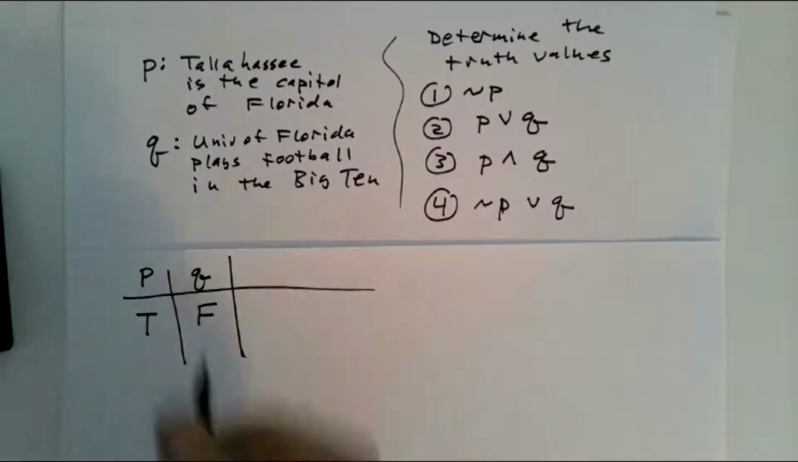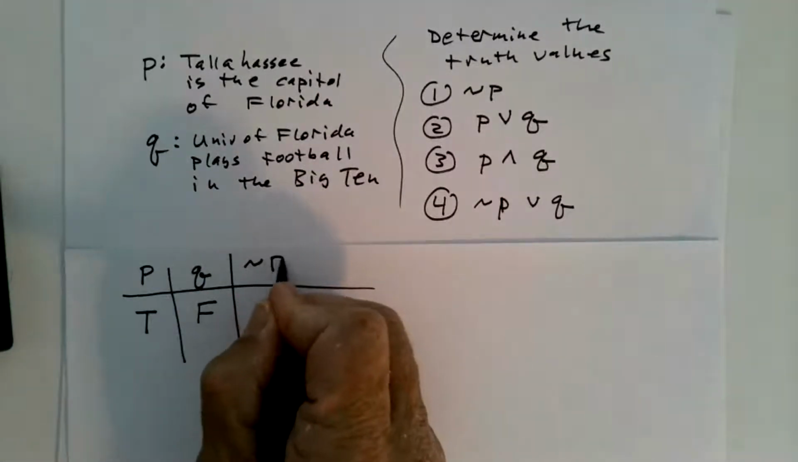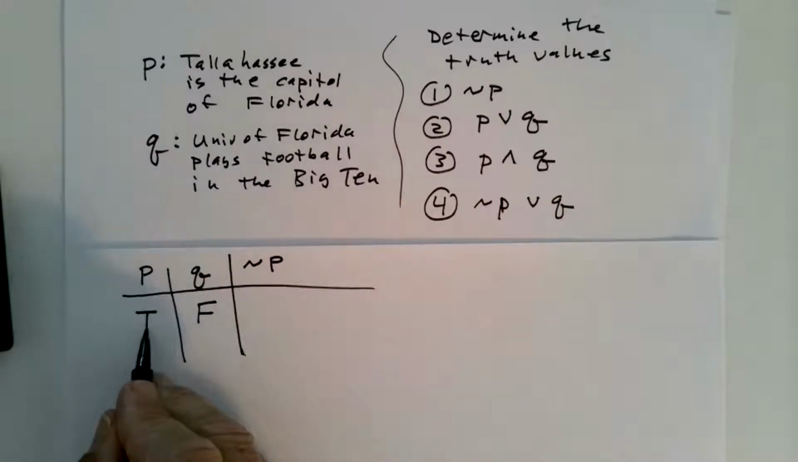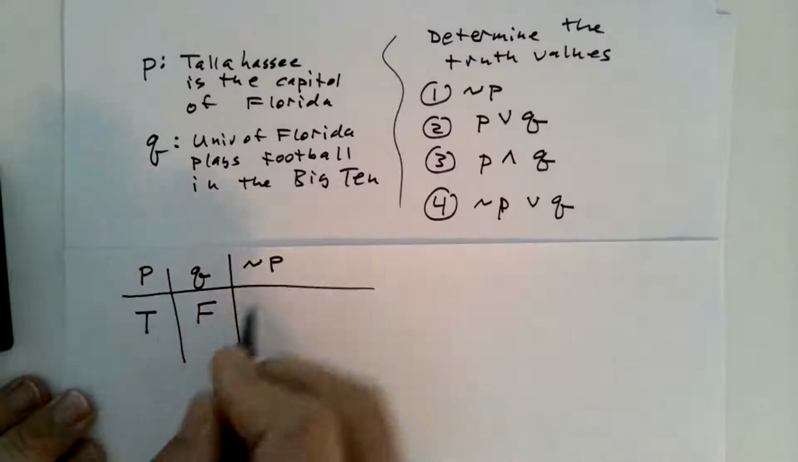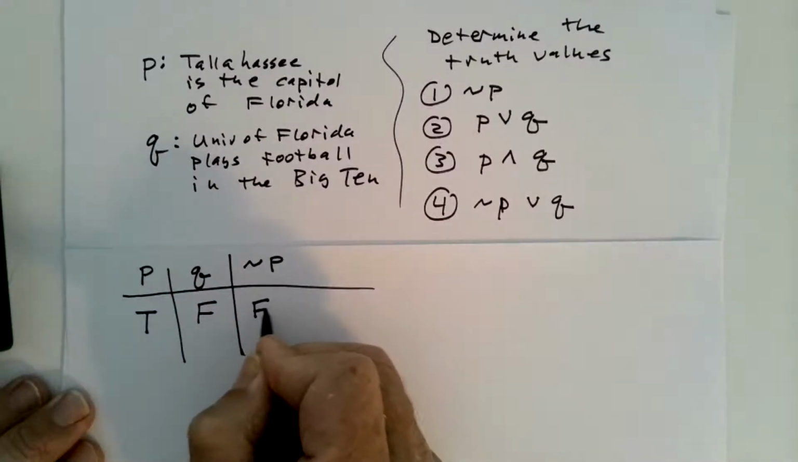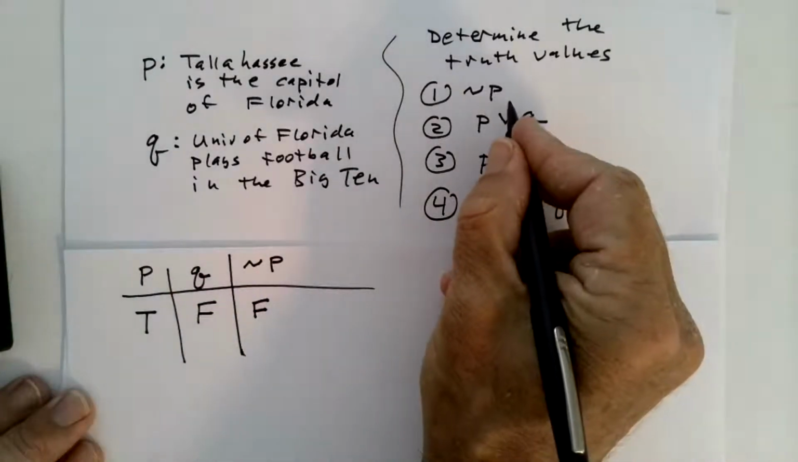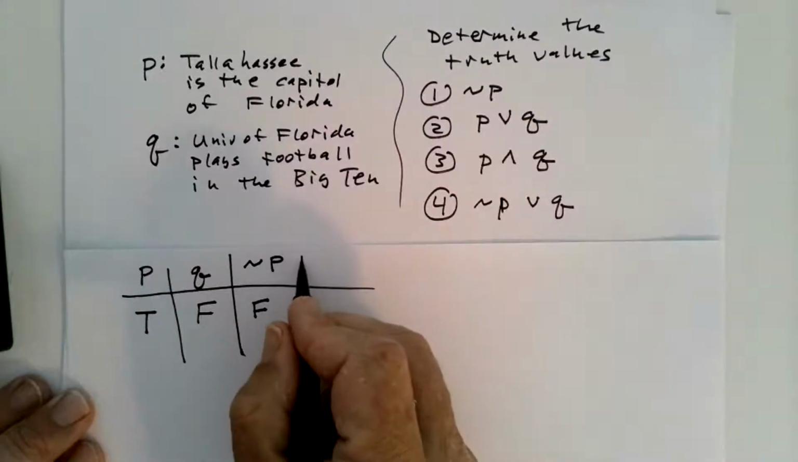So now what is the truth value for not P? So currently P is a true statement. So not P, what would not P be? Well, if P is true, not P is false. So the truth value for not P is false.